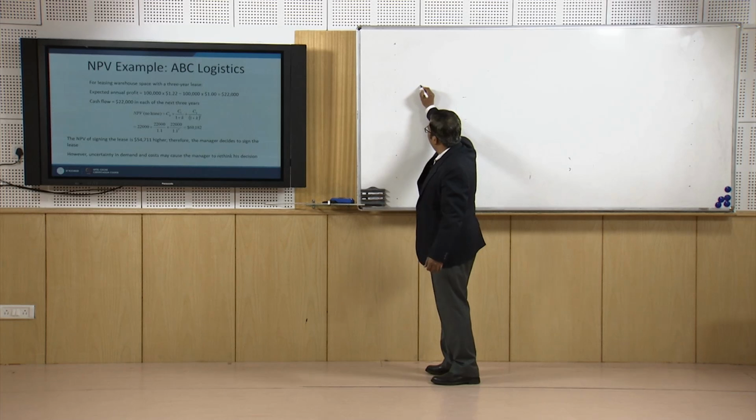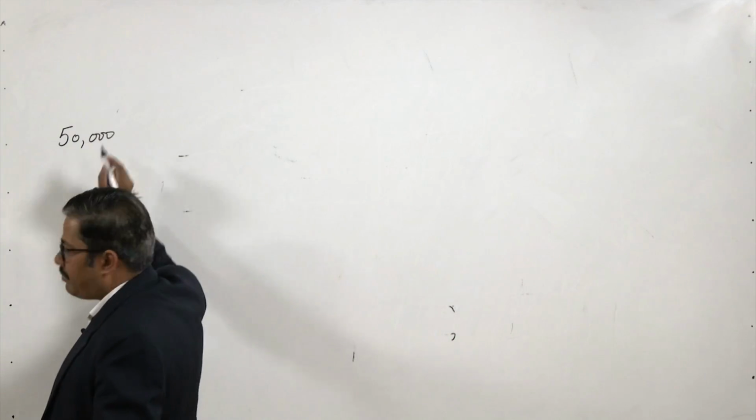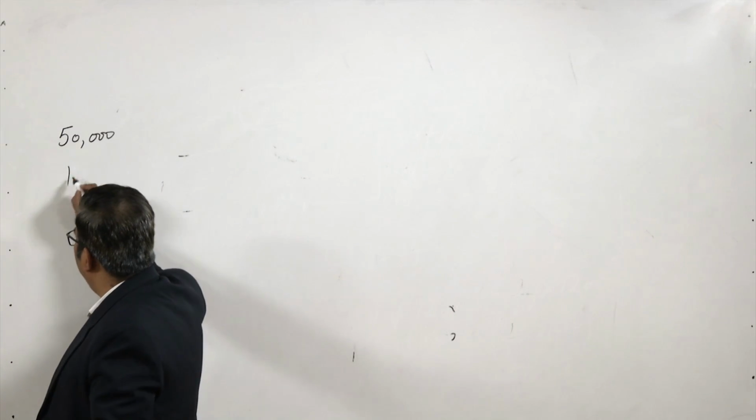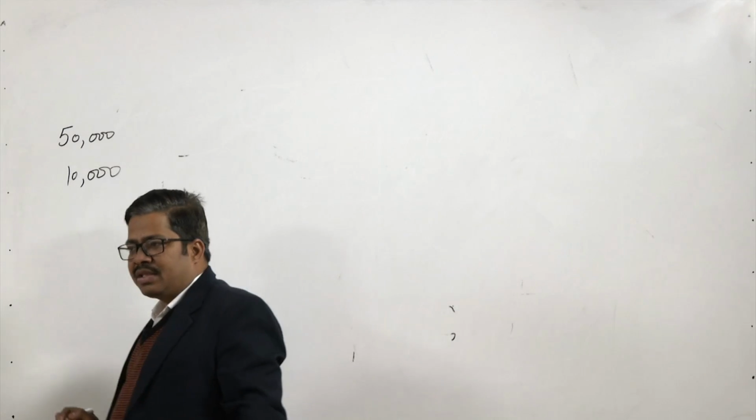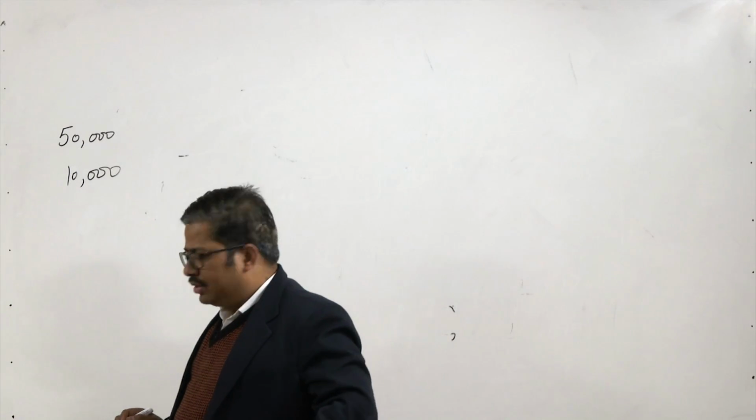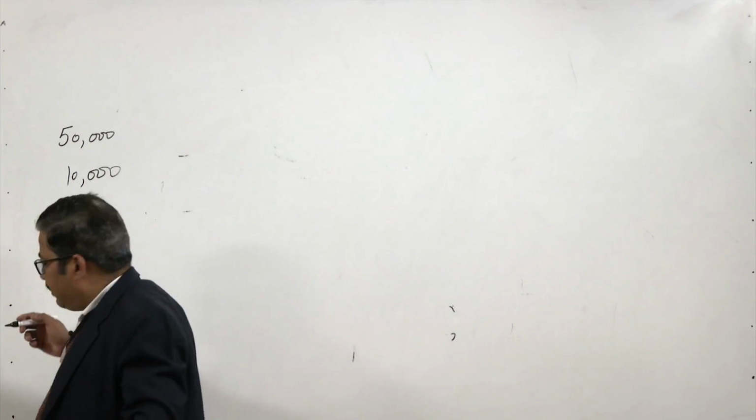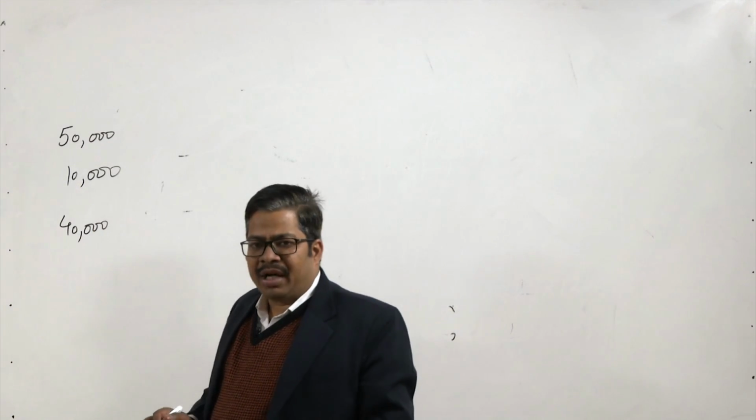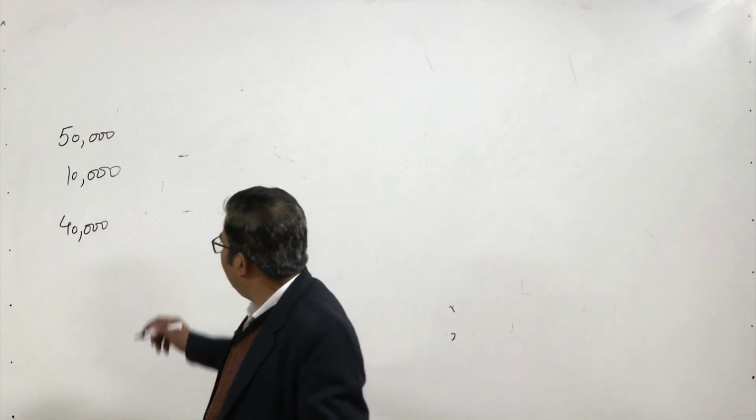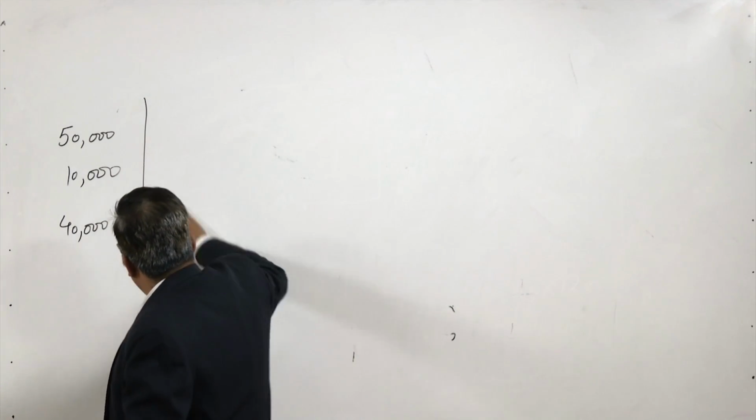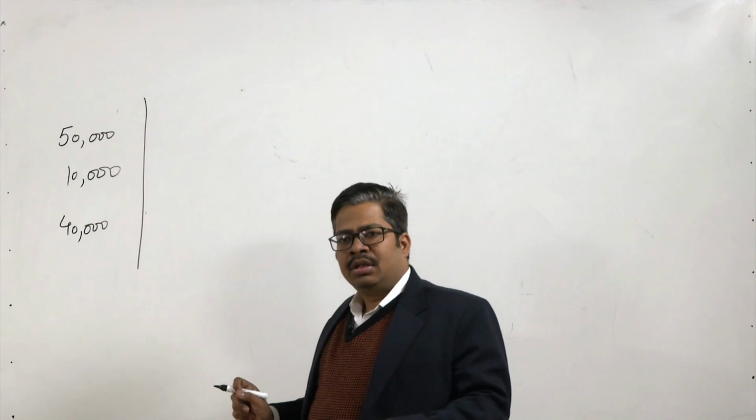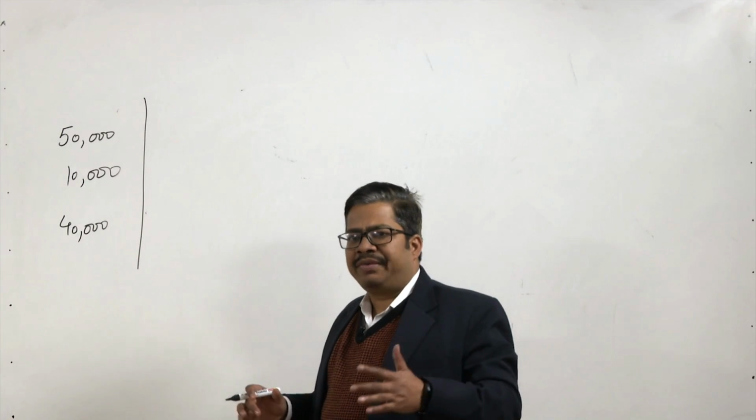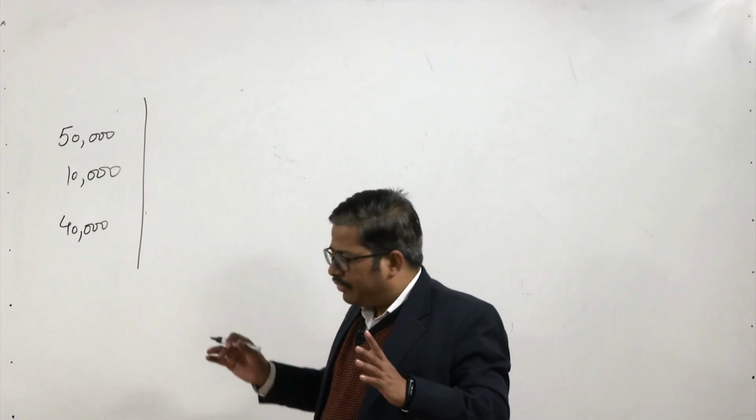First year you have demand of 50,000 units. The second year the demand drops suddenly and you have a demand of just 10,000 units, and next year you have again a very high demand of 40,000 units. So these are the demand levels for 3 different years. Now when you are going to lease, the space is fixed, or you can say the cost of space is fixed for all the 3 years.